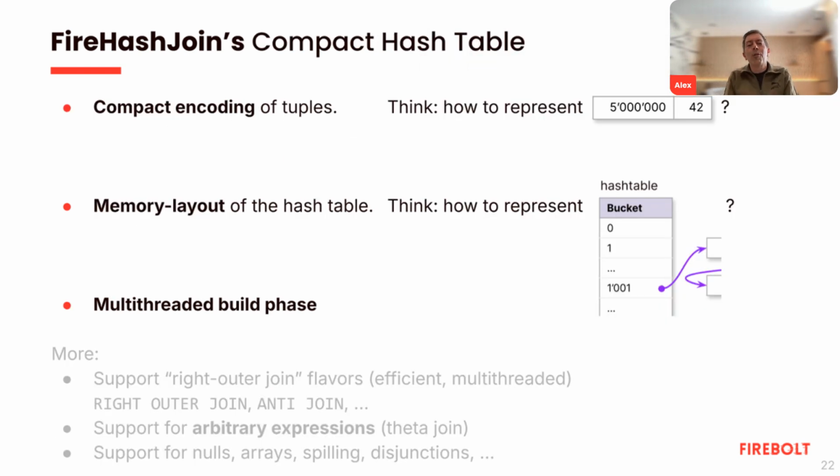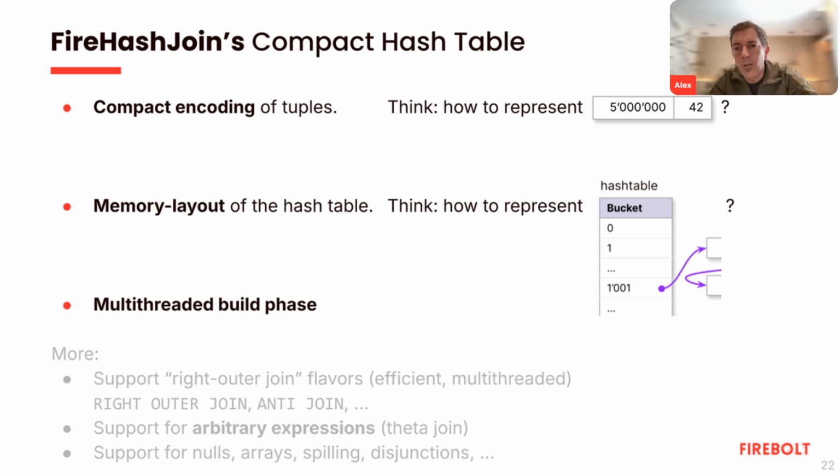So how do we go about it? We had like 3 main building blocks that I'd like to very briefly go over in the next slides, starting with a compact encoding of tuples. So think of how to present a tuple like 5,000,042. How do we present that in memory? Then the second part is the memory layout of these hash tables. So how do we present these buckets that I've shown you? So say, how do we present bucket 1001 and its pointers to the entries it has? And finally, I'll briefly skim over the multi-threaded build phase and just give you some high-level ideas there.